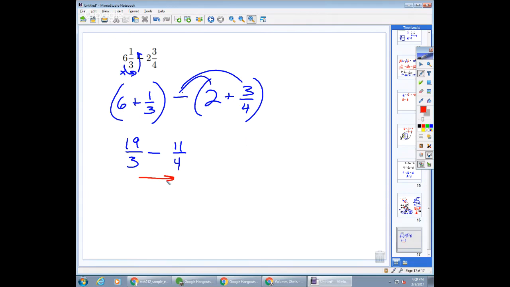6 times 3 is 18 plus 1, right? Because I need a common denominator for the 6 and the 1/3, and the common denominator would be 3. Yeah, 6 would be 18 thirds plus 1/3. So now I can say the common denominator, or a common denominator, is 12. My numerators, 4 times 19.